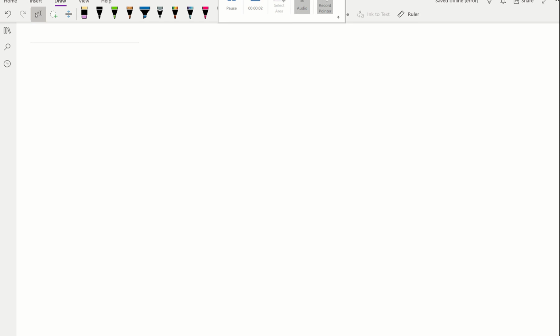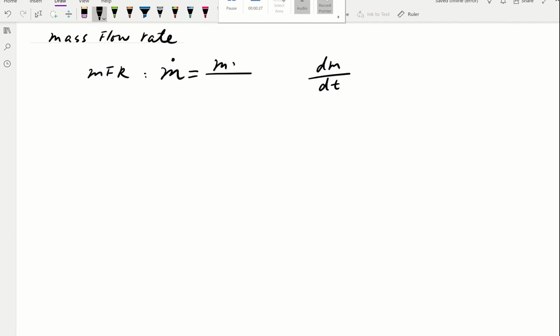Hi, in this video we will be talking about mass flow rate. Mass flow rate, abbreviation MFR, and often we use m dot. Whenever I have a dot, that means it's divided with respect to time, the first derivative with respect to time. The definition of mass flow rate is how much mass of this fluid is passing through over time.